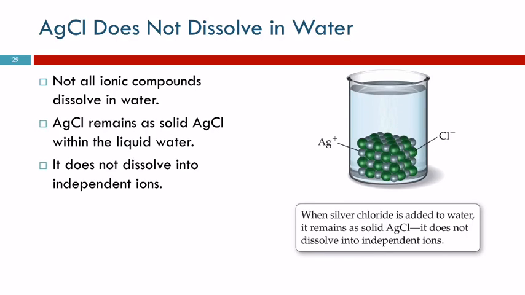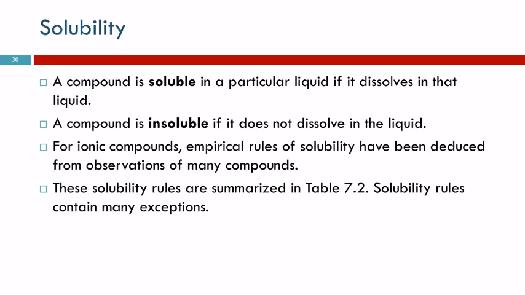It depends on the ions. It's complicated, just like the attractions between human beings are complicated. So solubility. We say a compound is soluble in a particular liquid. We're really only going to talk about aqueous solutions, but there are other liquids that stuff can dissolve in. We say it's soluble if it dissolves in that liquid, and it is insoluble if it doesn't dissolve.